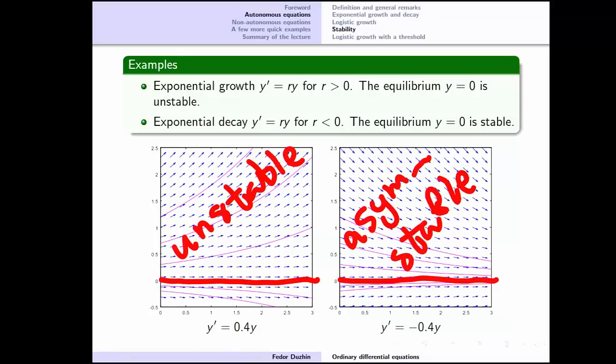So notice this word asymptotically that I didn't use here. As we will see later in the course, stable and asymptotically stable represent slightly different things, but the difference will only matter for systems of differential equations. For a single differential equation, stable and asymptotically stable equilibrium are the same thing.